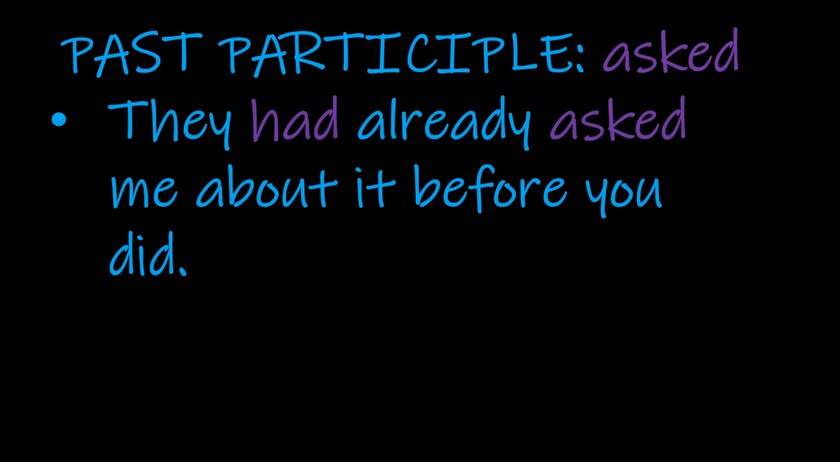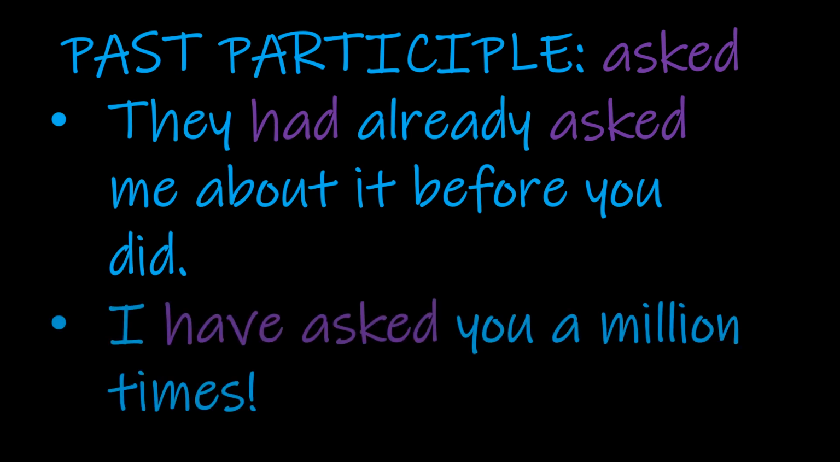With our past participle then, they had already asked me about it before you did. I have asked you 1,000,000 times. So we've got two different tenses happening here. They had already asked me. We're referring to the past. And we've got in this sentence two events in the past. We've got you asking and them asking. So they had already asked means they did the asking before you did. It's a little complicated.